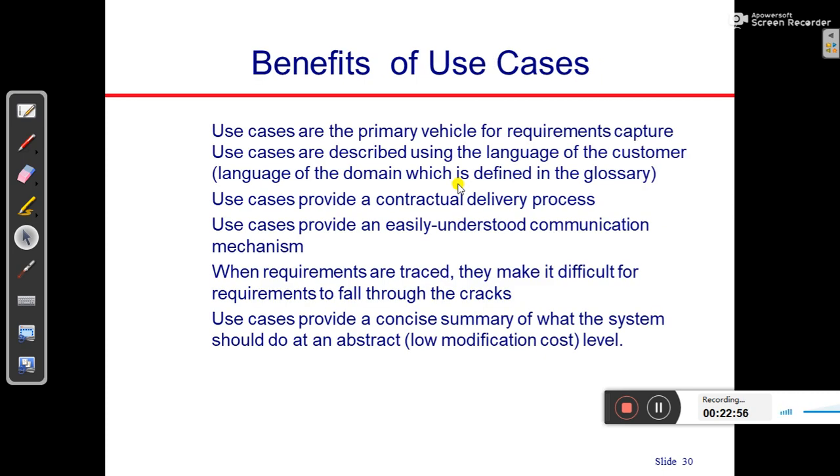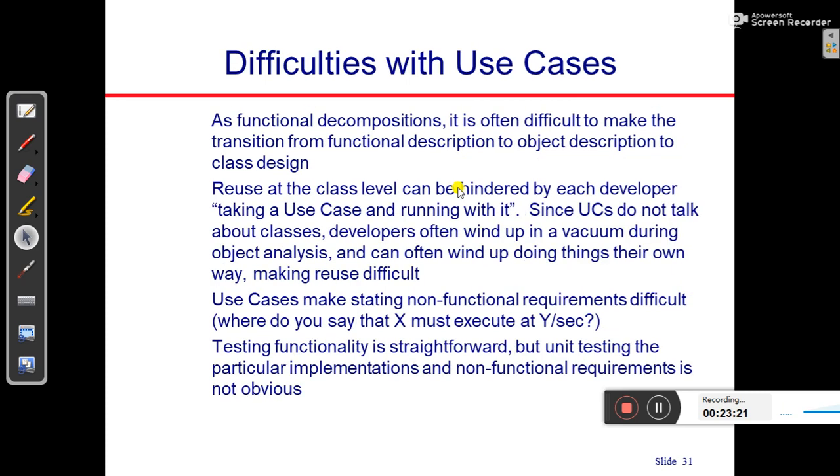So use cases are the primary vehicle for requirements capture. Use cases are described using the language of the customer. Use cases provide a conceptual delivery process. Use cases provide an easily understood communication mechanism. When requirements are traced, they make it difficult for requirements to fall through the cracks. Use cases provide a concise summary of what the system should do at an abstract level.